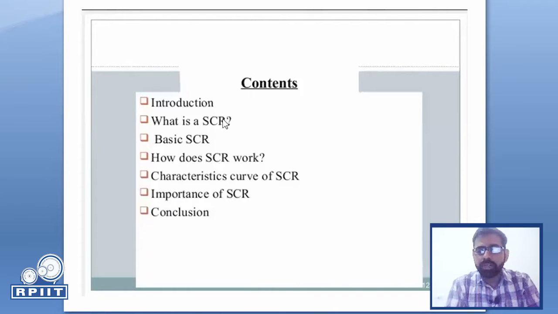We will understand the basic principle of SCR, and through that we understand the construction of SCR. Then, how does SCR work? We will understand what parameters are included in the working of SCR through the characteristic curve of this SCR. Then finally, we understand the importance of SCR, and the applications where we use it domestically or industrially. And finally, we'll make a conclusion about our discussion.